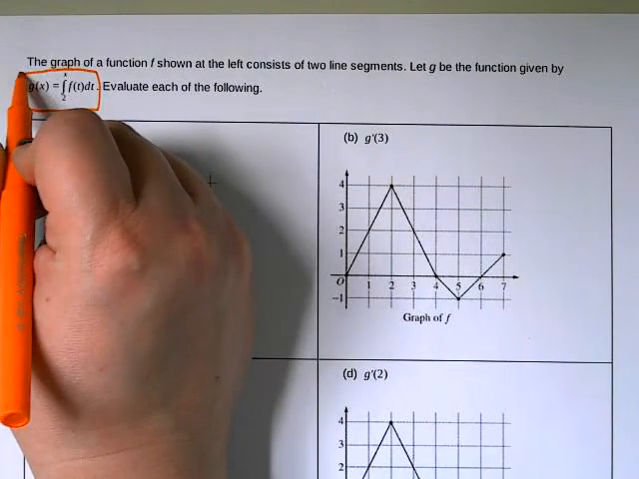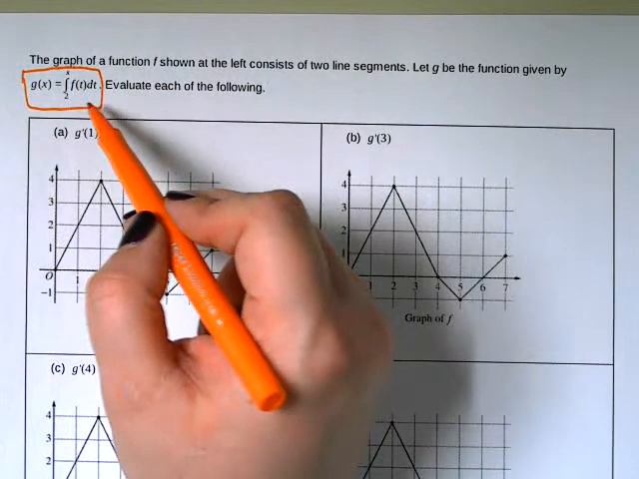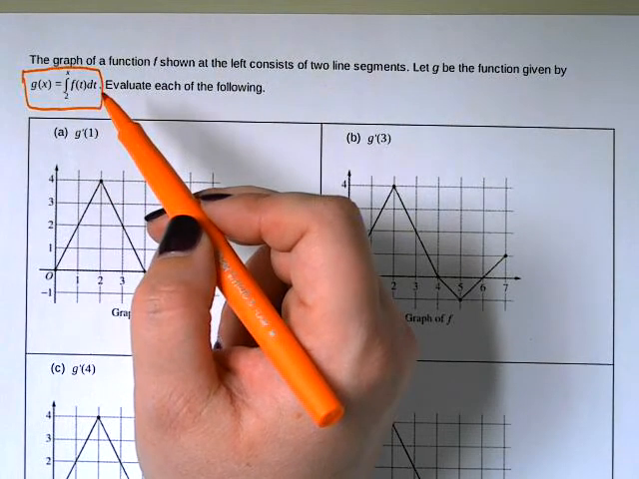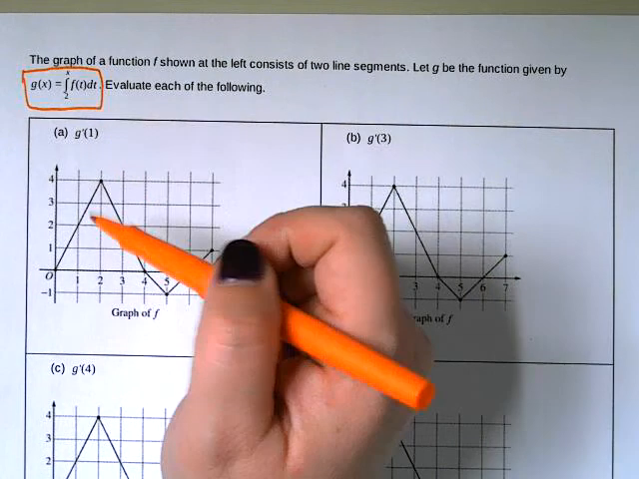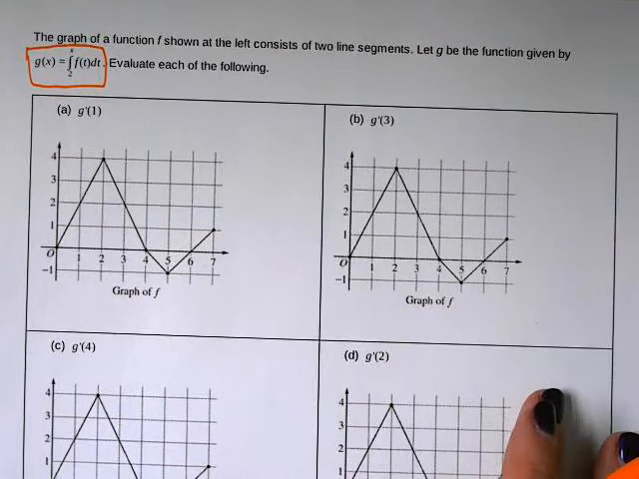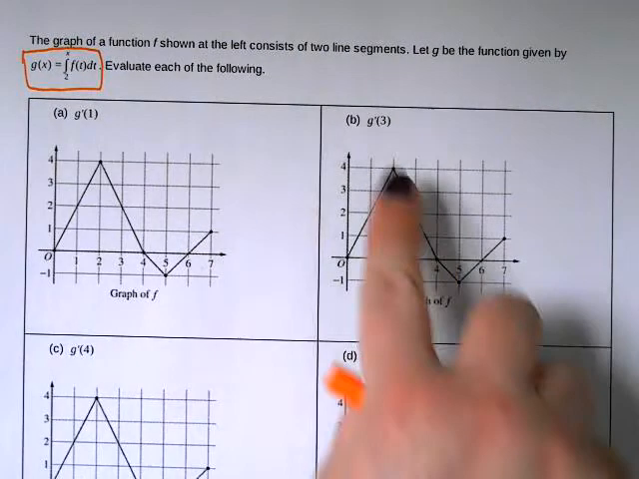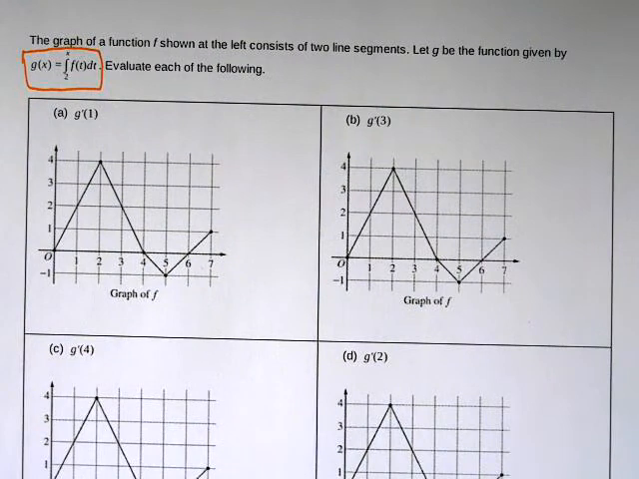So it's the same accumulation function that we had before. It's the integral from 2 to x of f of t dt. But now we're asked to evaluate some different things. If you look at all 4 parts here, now we're not evaluating the function g. We're trying to find g prime of 1 and g prime of 3, g prime of 4, g prime of 2, which means we actually need the derivative here.